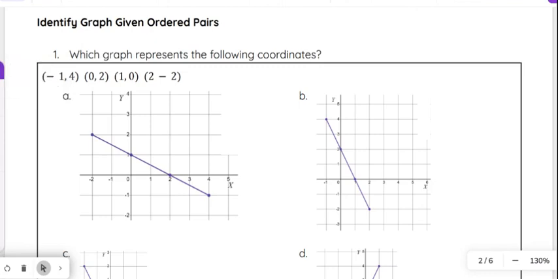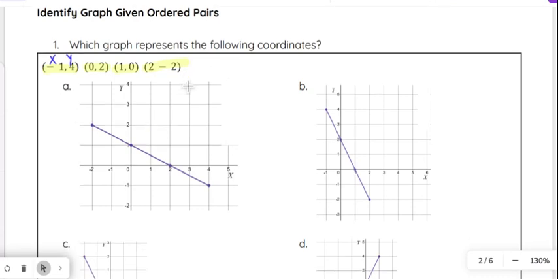So here we see four ordered pairs: (-1, 4), (0, 2), (1, 0), and (2, -2). Remember, the first number is your x, the second number is your y. So that is something good to keep in mind when you're looking at which graph is correct. So first thing we're going to do is see which of the graphs is actually going to represent those 4 points. So many ways that you can go about this.